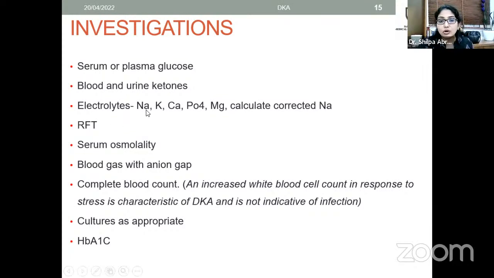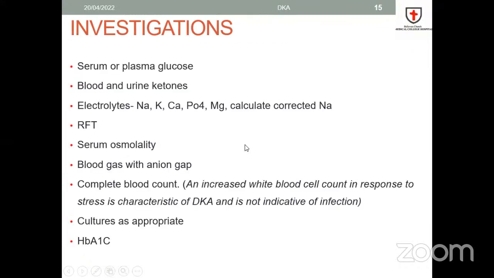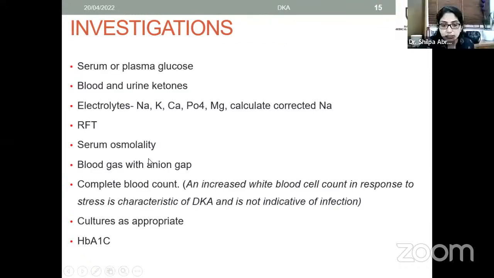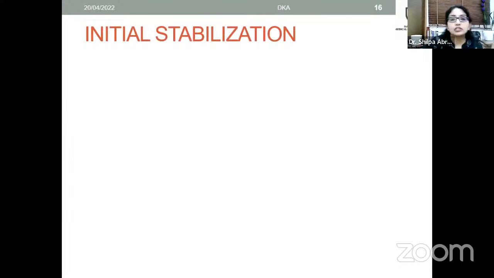Then very important to check all your electrolytes, not just sodium, potassium, but also calcium, and very importantly phosphorus, magnesium, and all that. And also do the corrected calcium, corrected sodium, we'll come to that later. Then the RFT, it's very important to do this, check the serum osmolality and the effective osmolality. Then the blood gas with anion gap and a complete blood count. So one point about complete blood count is that in DKA, because of the stress, the WBC count may be increased, there may be a polymorphic response, but that doesn't mean that there is infection. It may be just because of the stress. Okay, and cultures as appropriate and HbA1c for the diabetic control.